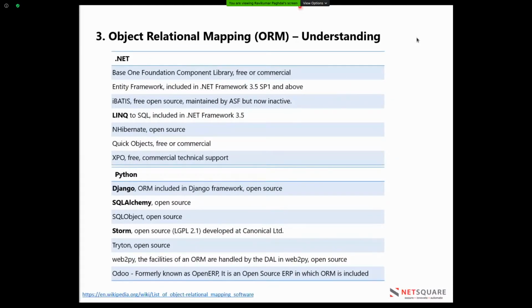If we look at .NET technology, the famous one is LINQ. If you develop for .NET, definitely you know about LINQ. There is a different ORM provided by the .NET supplier. If you use Python, Django is there. Django ORM is included in the Django framework itself. Then SQLAlchemy, like Storm, Tryton, SQLObject. Those ORMs are available in Python.